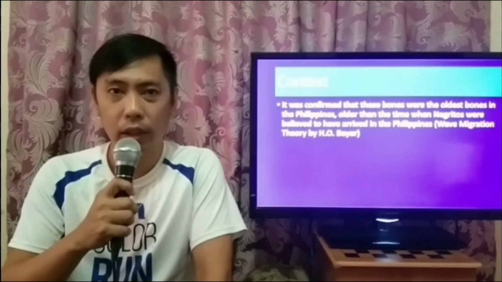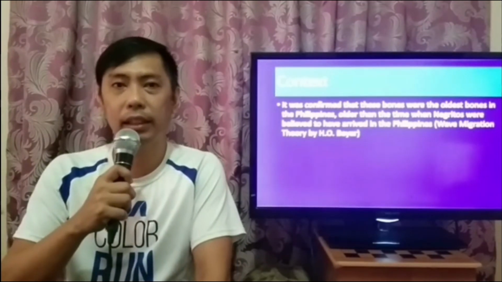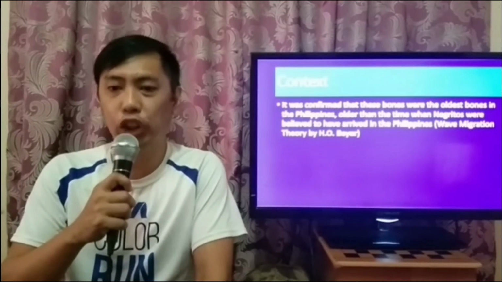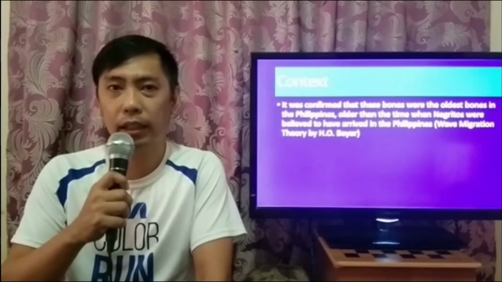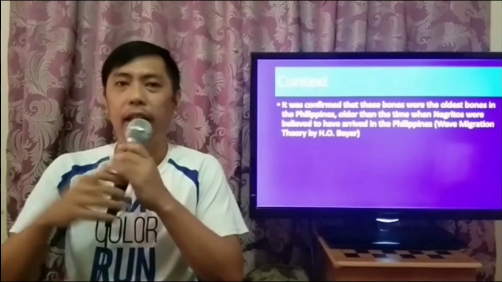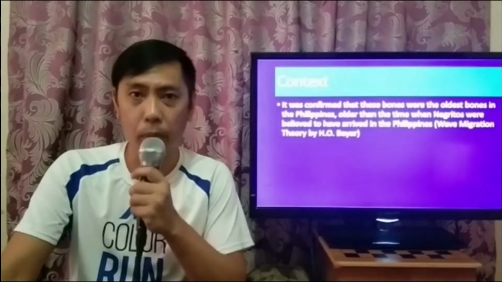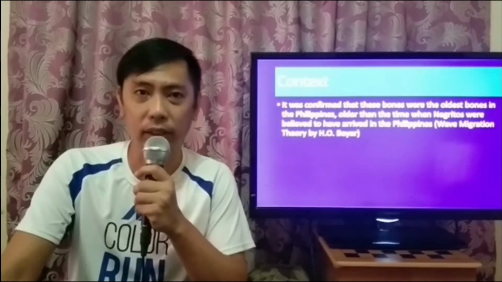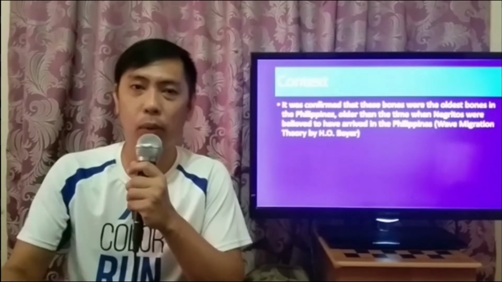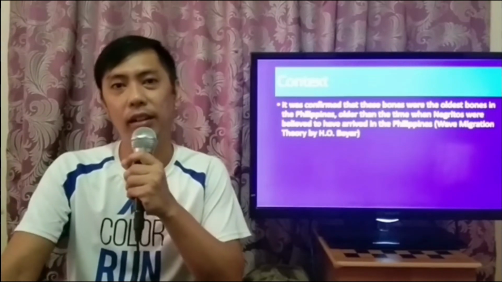No other bone dug up was older than it at that time. The bones were older than the time when the Negritos were here. So this discovery is saying that there were people who were not Negritos, and they were living in the Philippines thousands of years before the Negritos were here.